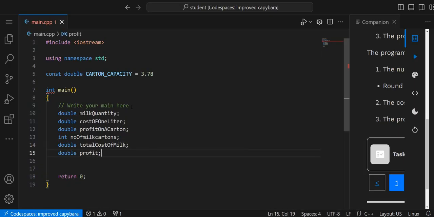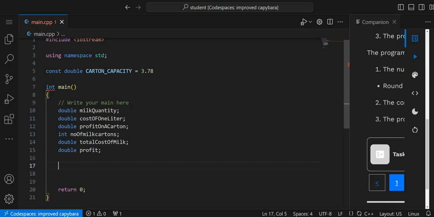All right, let's check as always, see if we got 6 total, 5 doubles and 1 integer. And it looks like it's all that we need for our variables. All right, so let's go down, start our output. Let's go enter in liters the total quantity of milk produced.